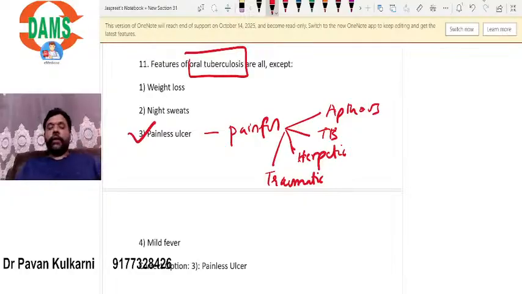Please remember, malignant ulcers are usually painless, because those malignant cells go and destroy all the nerve endings. So a patient who is having a malignant ulcer will not perceive pain. That is because the free nerve endings are easily destroyed.